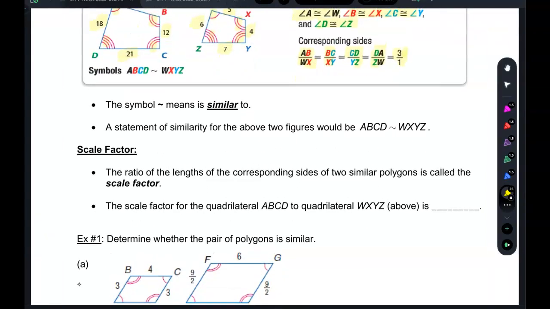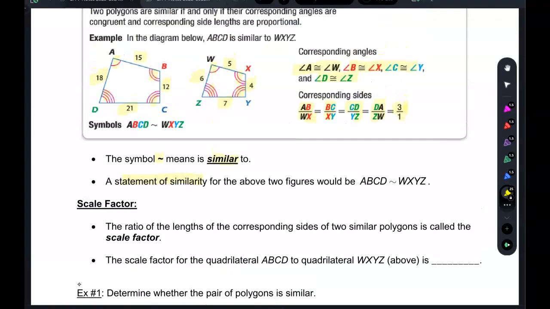Okay, so the symbol is just like that squiggly line over the congruent, right? So without the equal to part is similar. So the statement of similarity would be ABCD similar to WXYZ. Again, the order is really important. So we want to make sure that the corresponding angles and the corresponding sides match up.